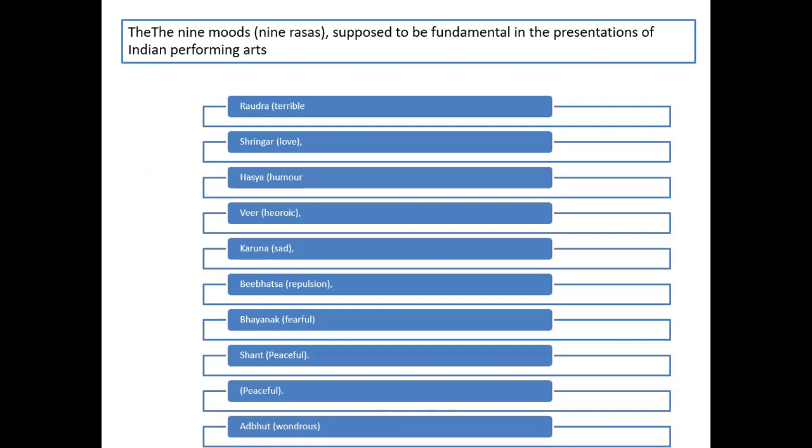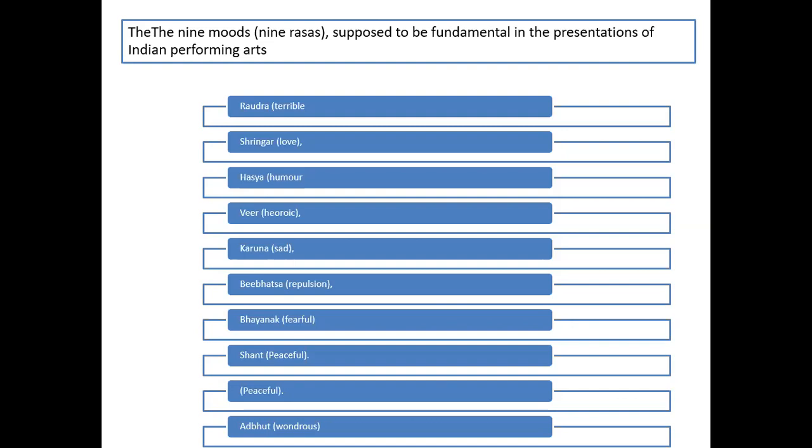All this will be included in performing arts: drama, dance. Now, let us talk about when any performance is put up, when you're acting or putting up a dance recital. Music also comes under performing arts. Dance, music, drama, everything comes under performing arts. There are nine moods which are important while presenting the Indian performing arts.